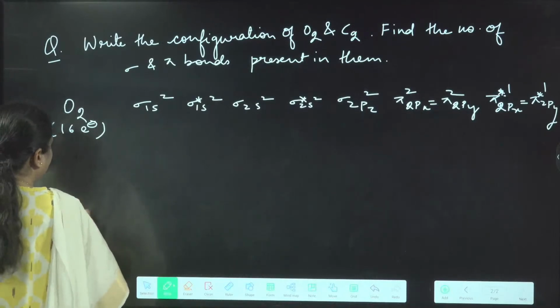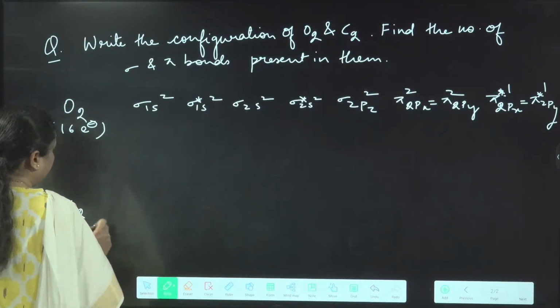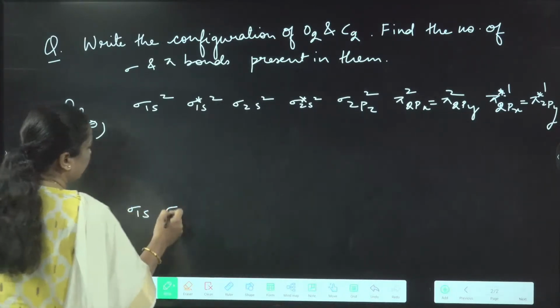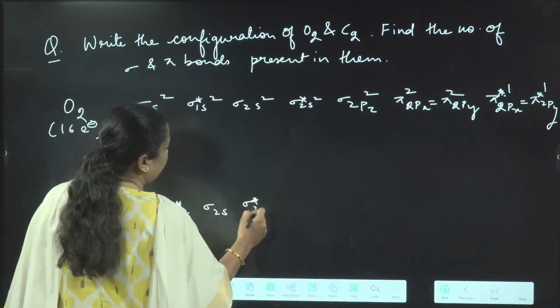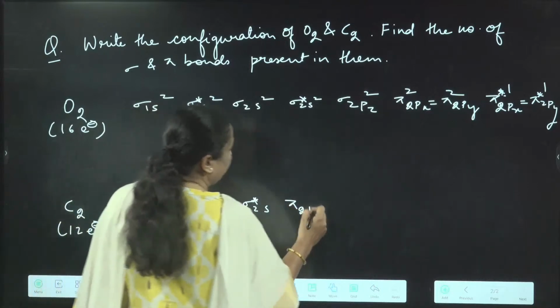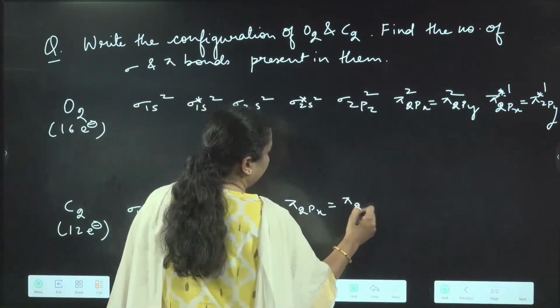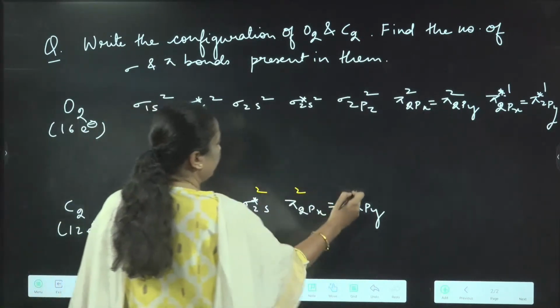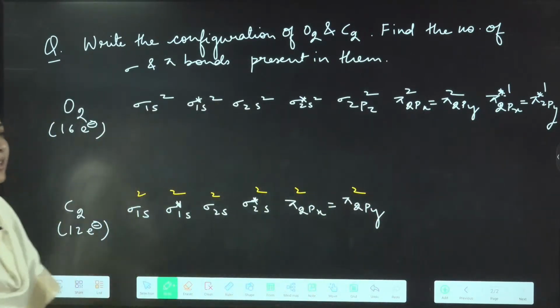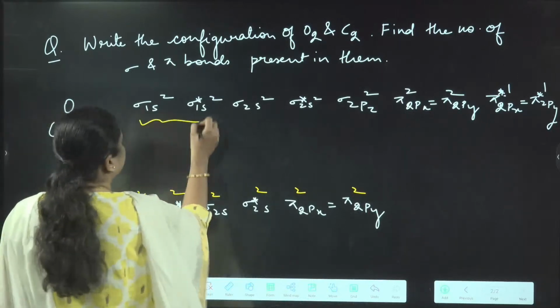Similarly, I'll just write down for C2 also. C2 is 12 electrons. So you're going to write down sigma 1s, sigma star 1s, sigma 2s, sigma star 2s, pi 2px equal to pi 2py. So we're having 2, 2, 4, 5, 6, 7, 8, 9, 10, 11, 12. Right? Now the thing is, you identify here.